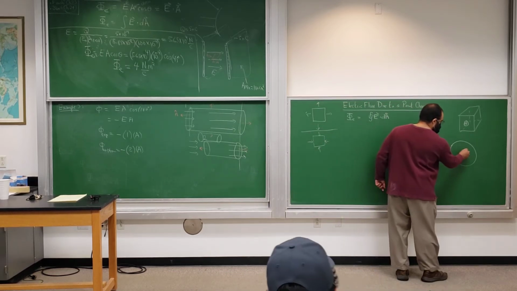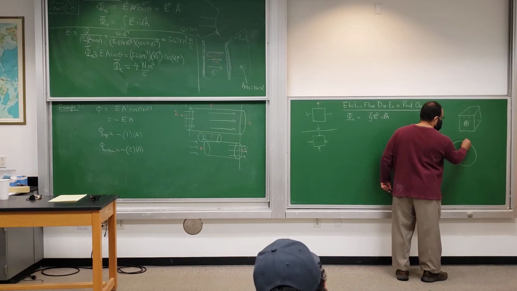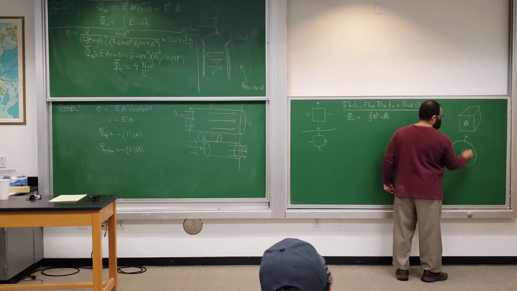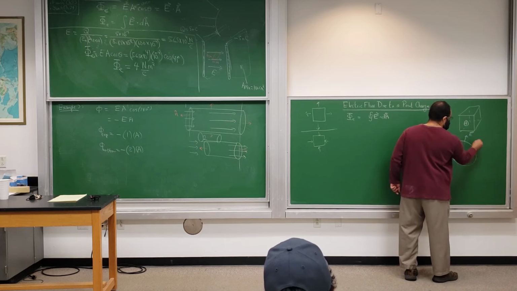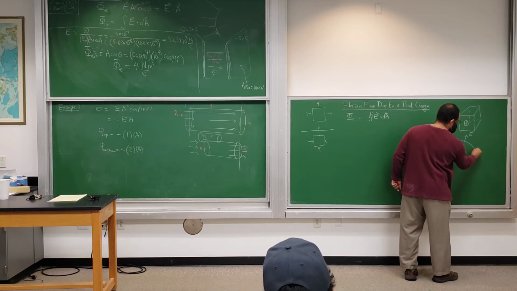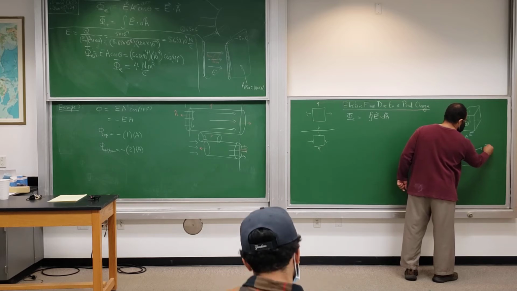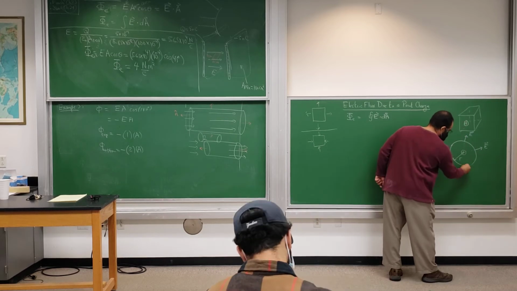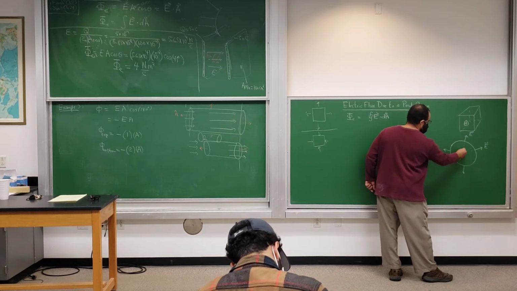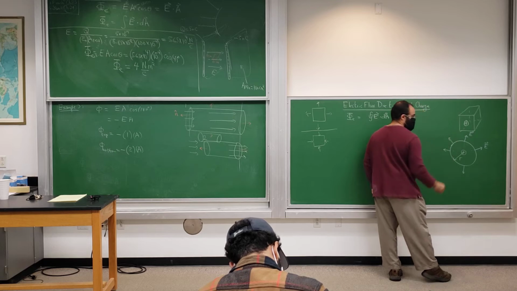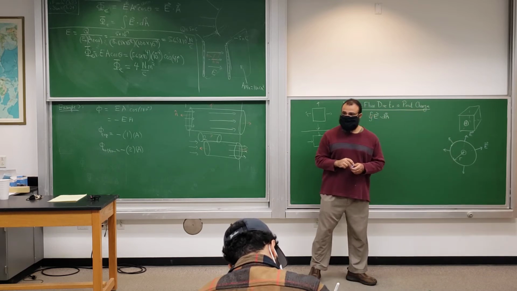So let's say if I'm here, the electric field would be this way, right? If I'm here, in what direction would the electric field be? That way, right? If I'm here, away. If I'm here, away. From here, away. Always away from the positive charge.